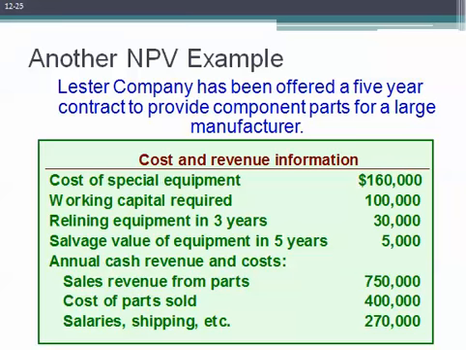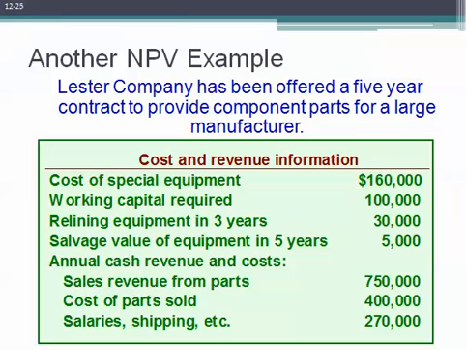The Lester Company has been offered a 5-year contract to provide component parts for a large manufacturer. And here's a breakdown of our cost and revenues. To accept this contract, we're going to have to purchase some special equipment at a cost of $160,000 today, and we're going to need to invest $100,000 in working capital. Also, our equipment is going to require some relining or maintenance cost of $30,000 in year 3. And at the end of the 5-year project, we expect to be able to sell the equipment for $5,000.